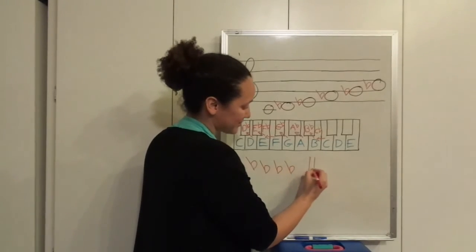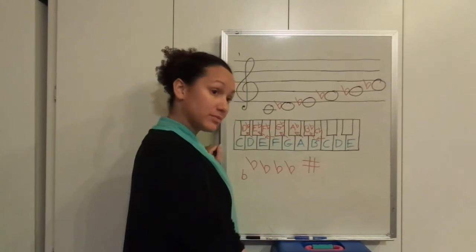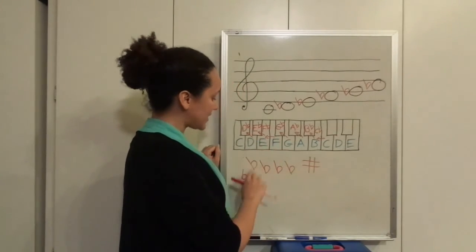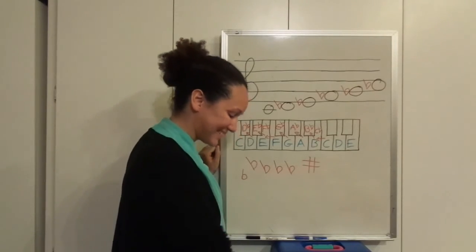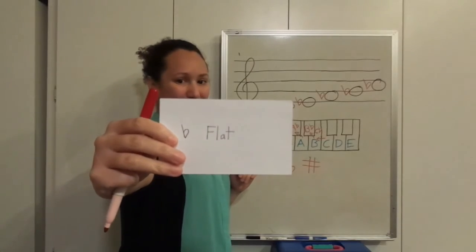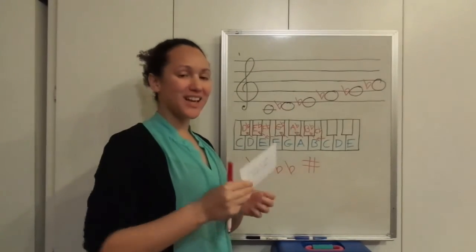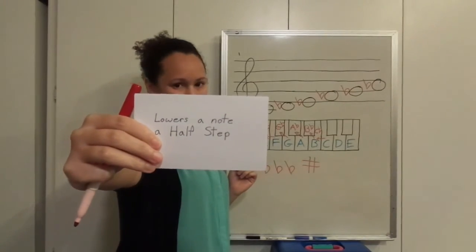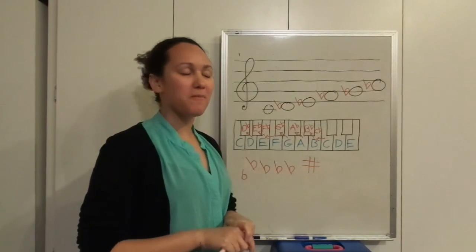Sharps raise a note, flats lower a note. Take out a blank note card and go ahead and carefully draw a flat on it and write out flat, and then on the other side lowers a note a half step. Practice them as much as you can until they become very easy.